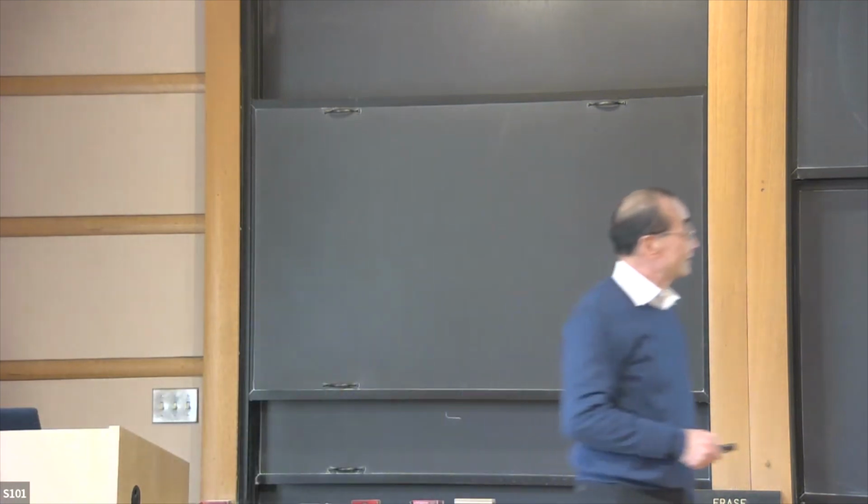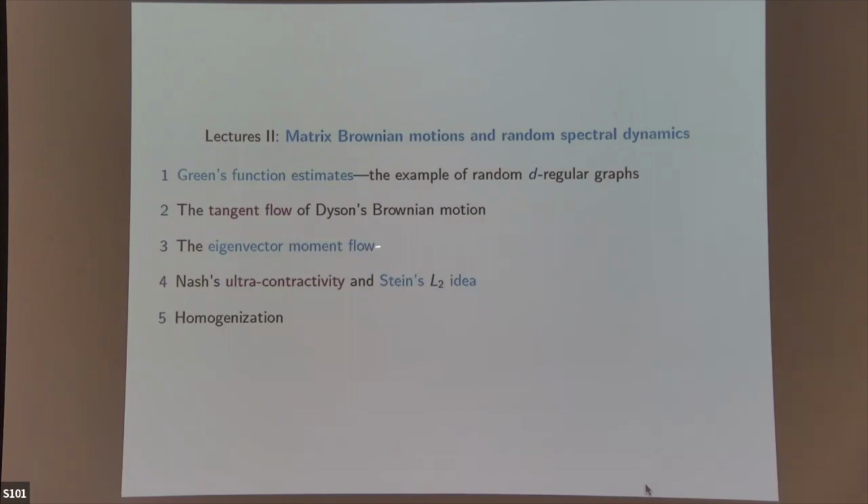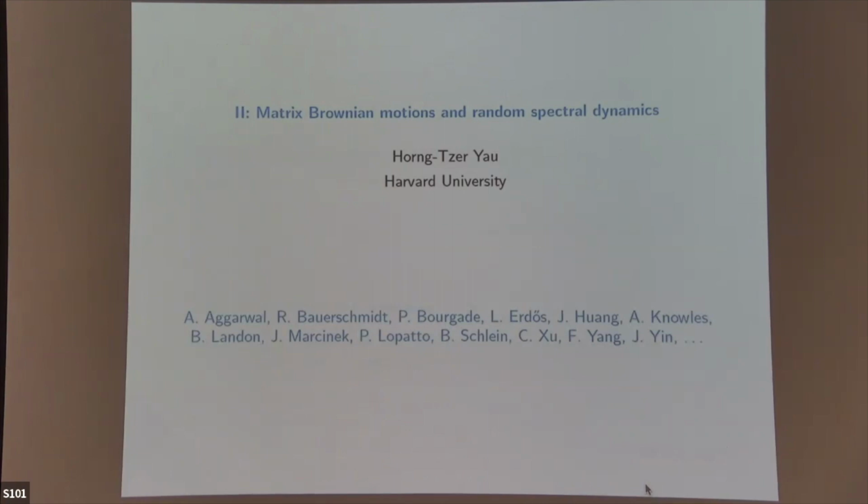This is today's Green function and tangent flow and eigenvector flow, and then the Ornstein-Uhlenbeck idea. I don't think I will go to formalization. There's just no time, and I even want to go back to the first talk a little bit because I need to. Sorry, this is the title page. So this was the same as the last time.